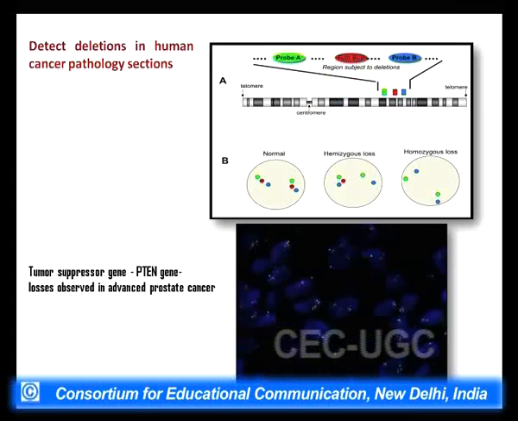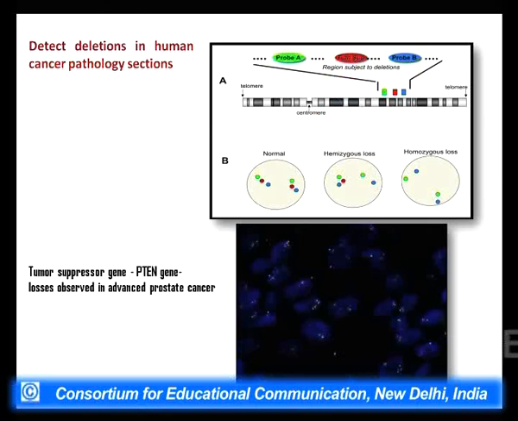So we can easily tell which kind of deletion the patient is suffering from, because there are lots of diseases which happen because of deletions, translocations or mutations. So we can find all of this out at the chromosome level. Let me take you to one example of this fluorescence in situ hybridization.